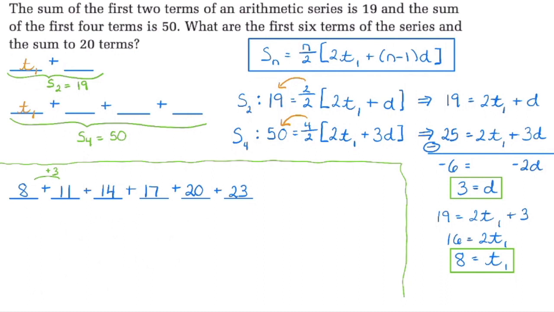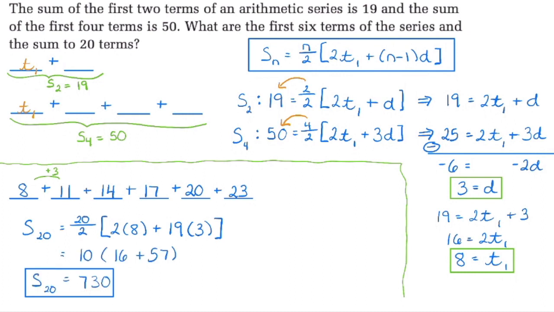And then the sum of 20 terms, n is going to be 20. We have 2 term 1s plus 20 terms minus 1 means we have 19 common differences of 3, which gives us a sum of 730 for the first 20 terms in that series.